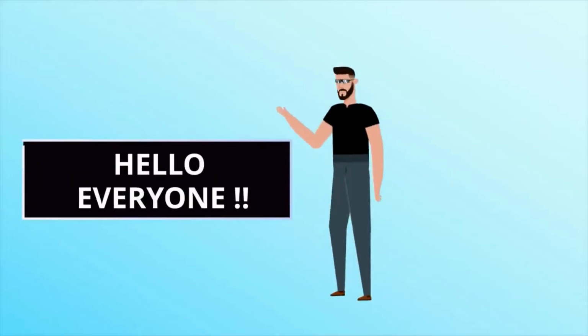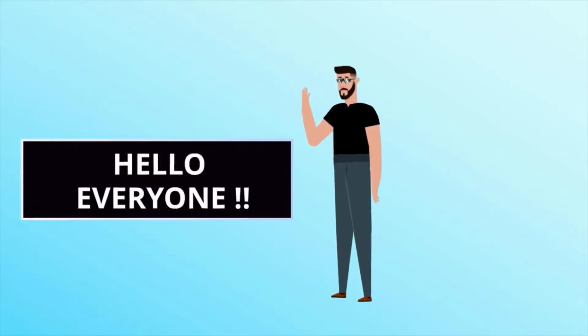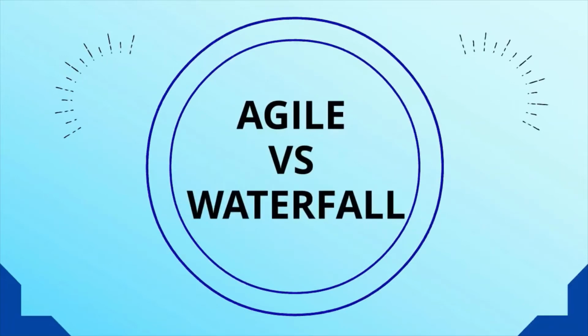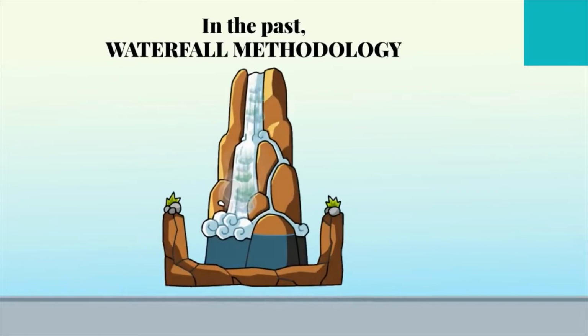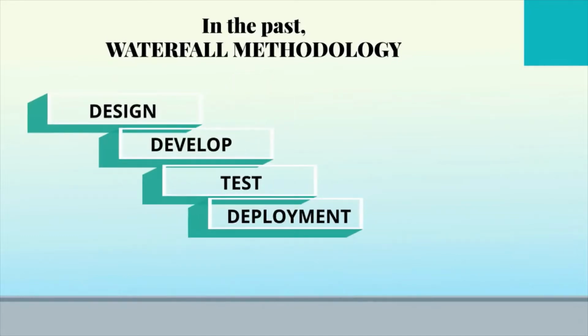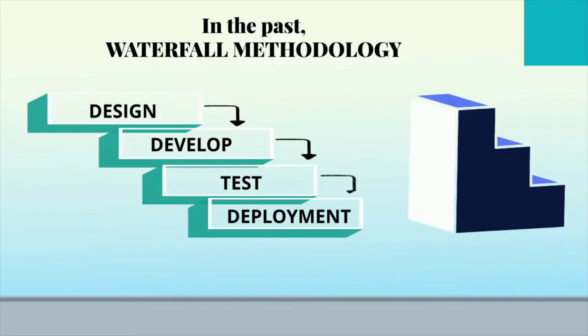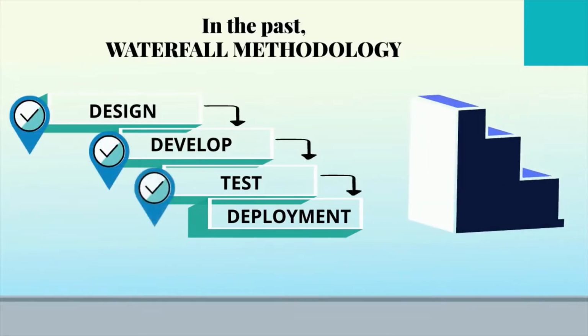Hello everyone. Let's have a look at the differences between Agile and the classic waterfall method of working. Several years ago, projects were handled using the waterfall method, in which work was completed in linear and sequential phases. The progress flows downward in one direction, like a waterfall. Every one of these stages represents a different level, and each one must be completed before the next can begin.